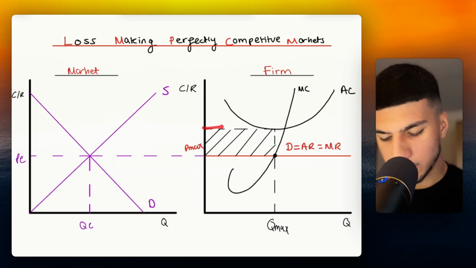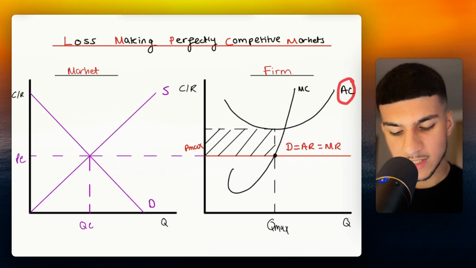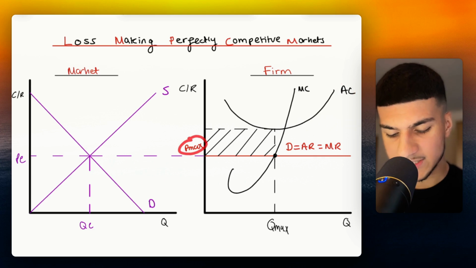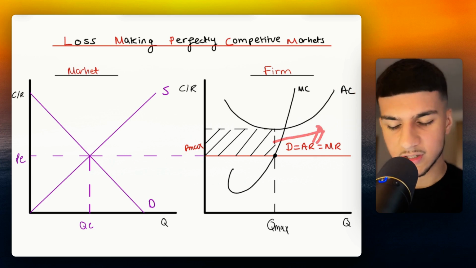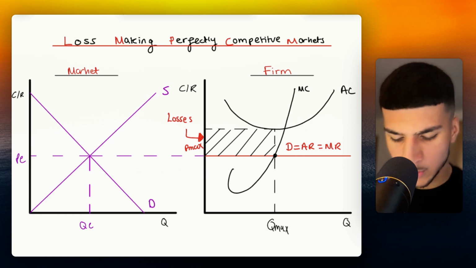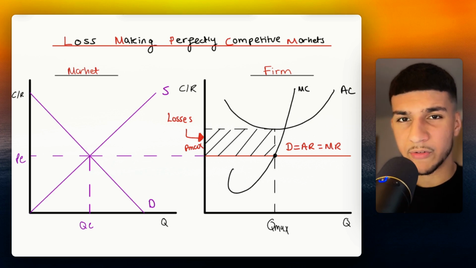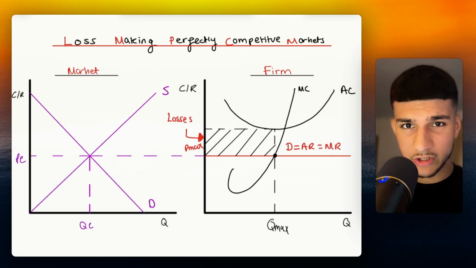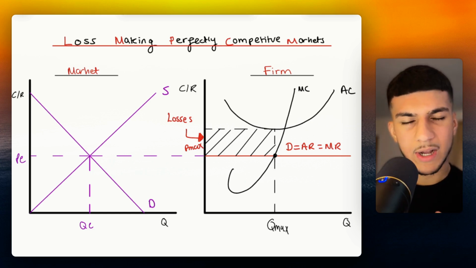But what does this box represent here? Because remember, our average cost is above our price. So that box is actually a box of loss. And a common mistake students make is they'll label it all up perfectly, but then they'll label the box as supernormal profit. But just keep in mind, your average cost is above your price, therefore you will be making a loss.